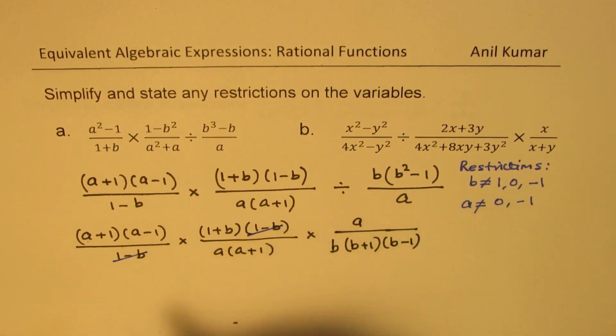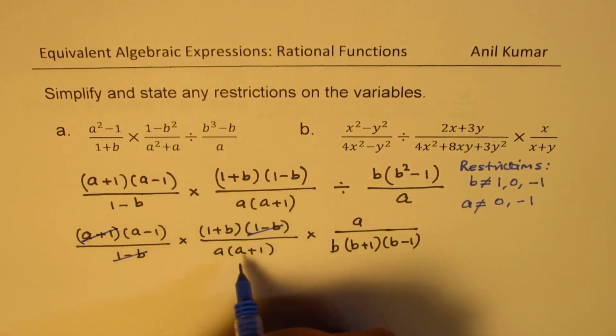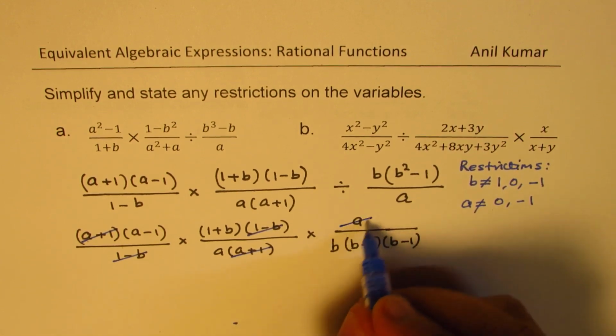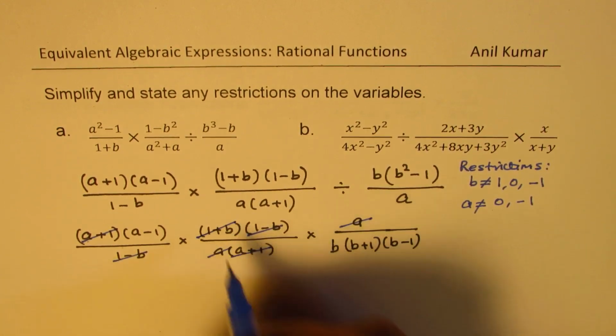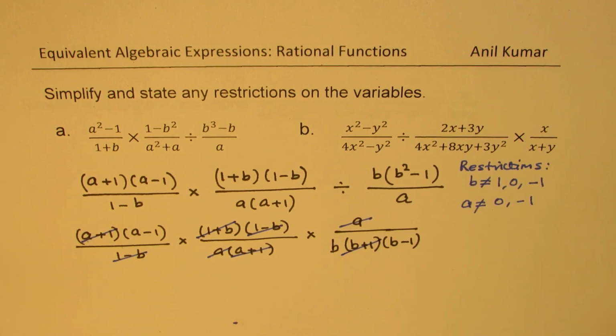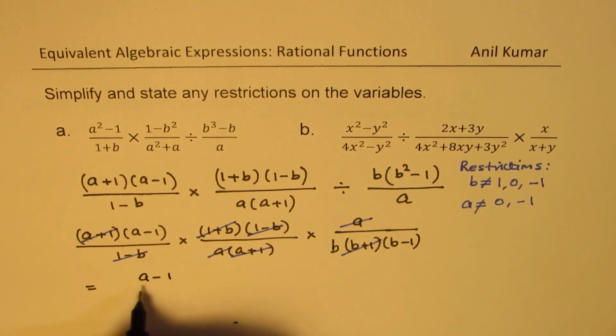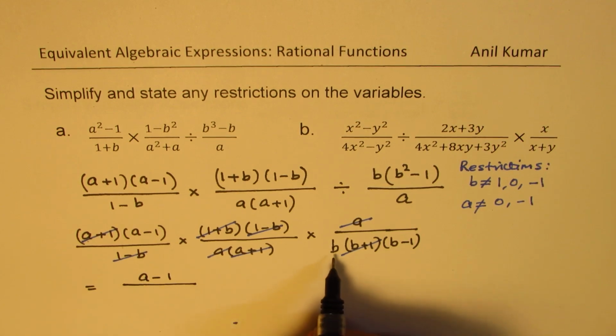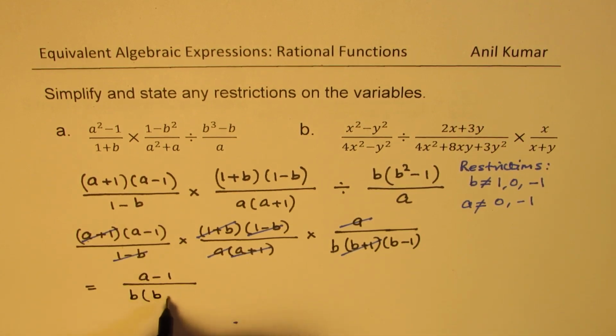Now let us cancel the common terms. 1 minus b and 1 minus b get cancelled. A plus 1 and a plus 1 get cancelled. A cancels with a. We have 1 plus b and b plus 1 which get cancelled. Okay, so now we are left with a minus 1 in the numerator and b times b minus 1 in the denominator. Correct? So that will be our answer. So what we get here is a minus 1 over b times b minus 1. So that becomes our final result.